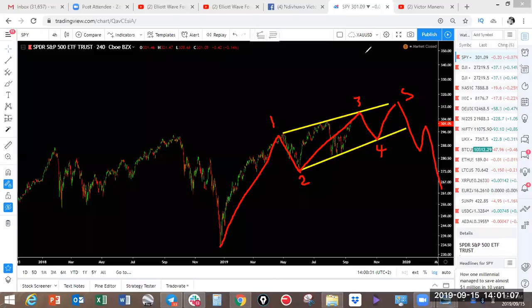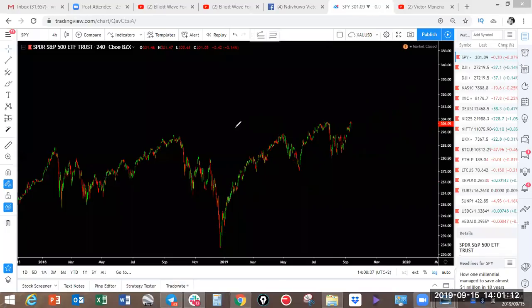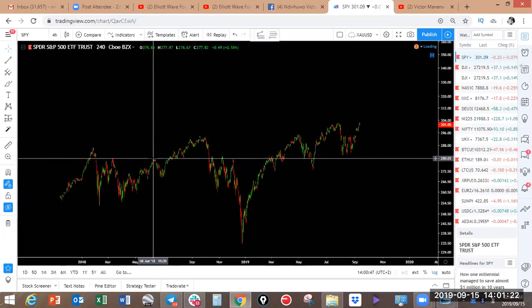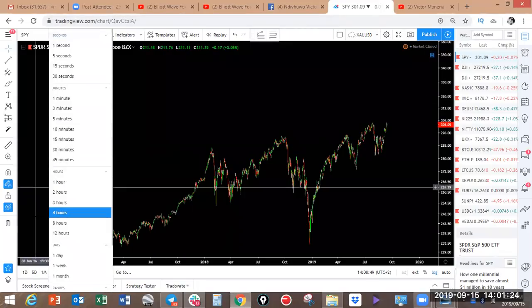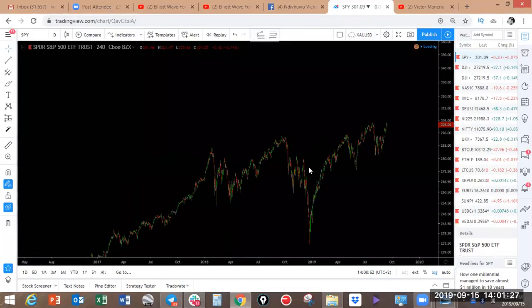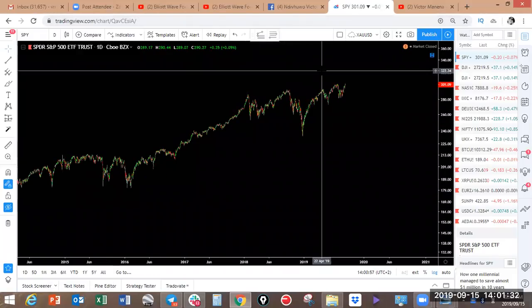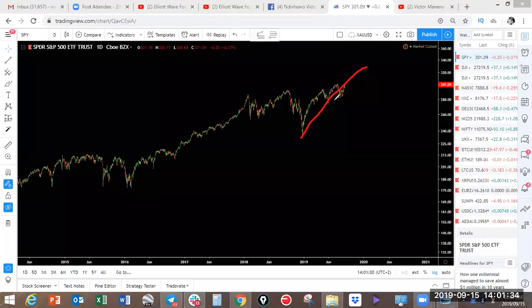Okay, so if we look at this one here, why are we labeling this as a wave 5? This can only be 5 waves because let's go to the daily. Let's see if we can see the structure clearly on the daily. This is wave 5 on the S&P 500. So you can see why I'm expecting a 5-wave move in this swing. This swing has to be 5 waves because this is the last wave 5. So this was a wave 4. This is our wave 2.